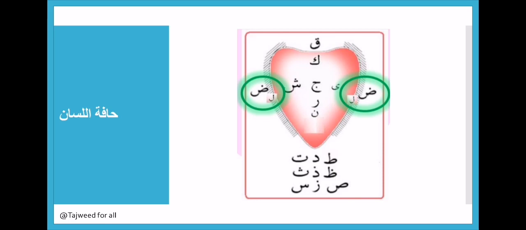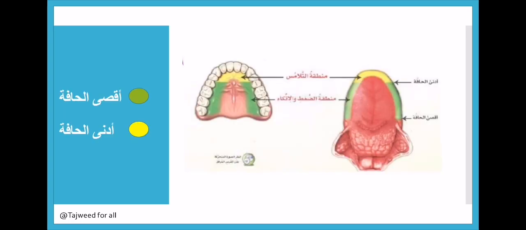Okay, now we will move to the letter Dad and the Lam. Okay, the hafatul lisan. The hafa means the edges of the tongue. So what does the edge mean?